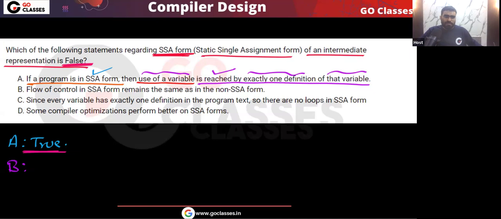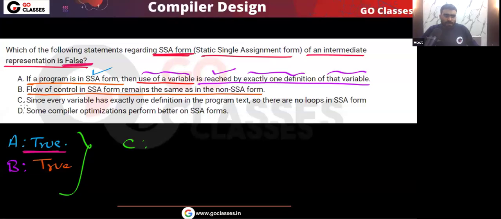What about option B? Flow of control in SSA remains the same as flow of control in non-SSA. Yeah, that is also true. Flow of control is not changing. You are just renaming the variables.